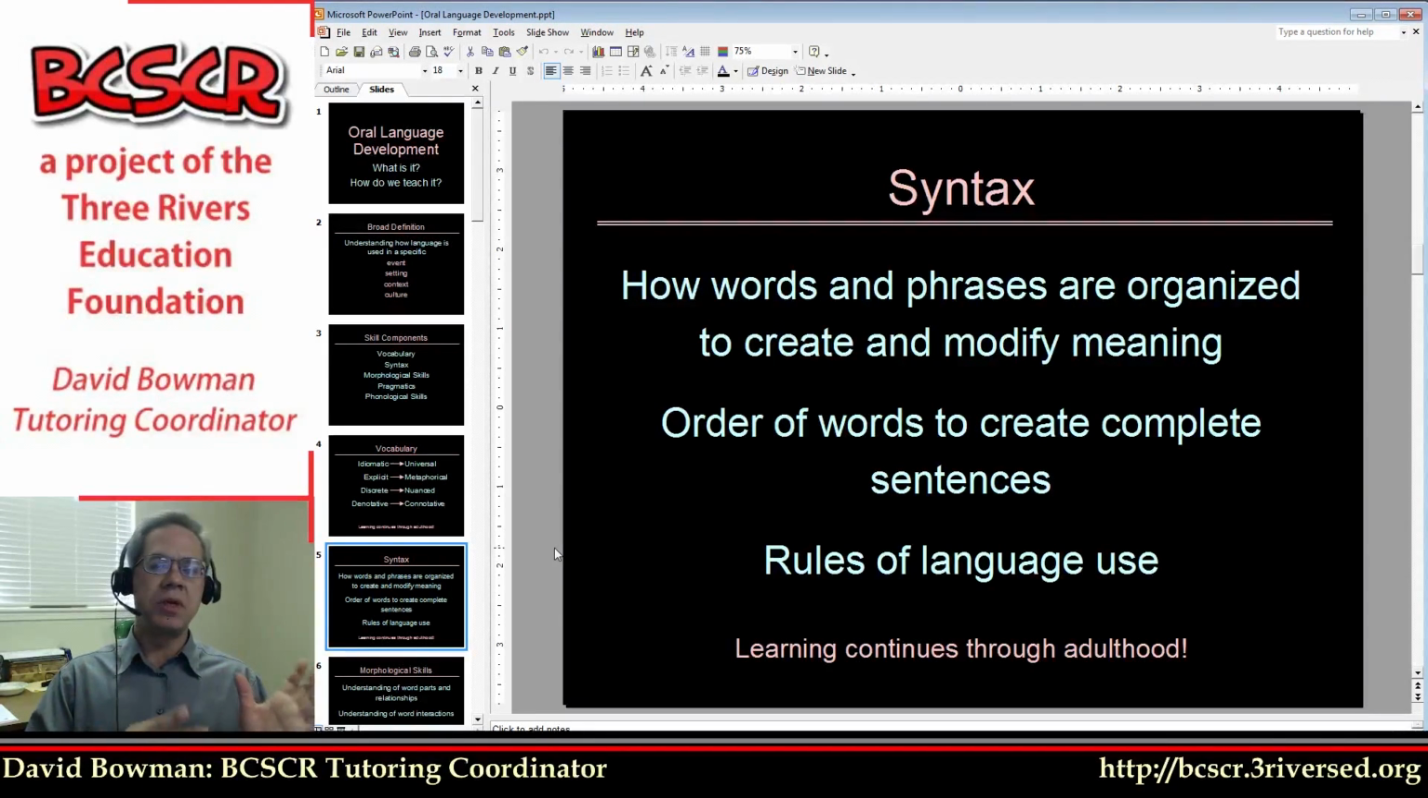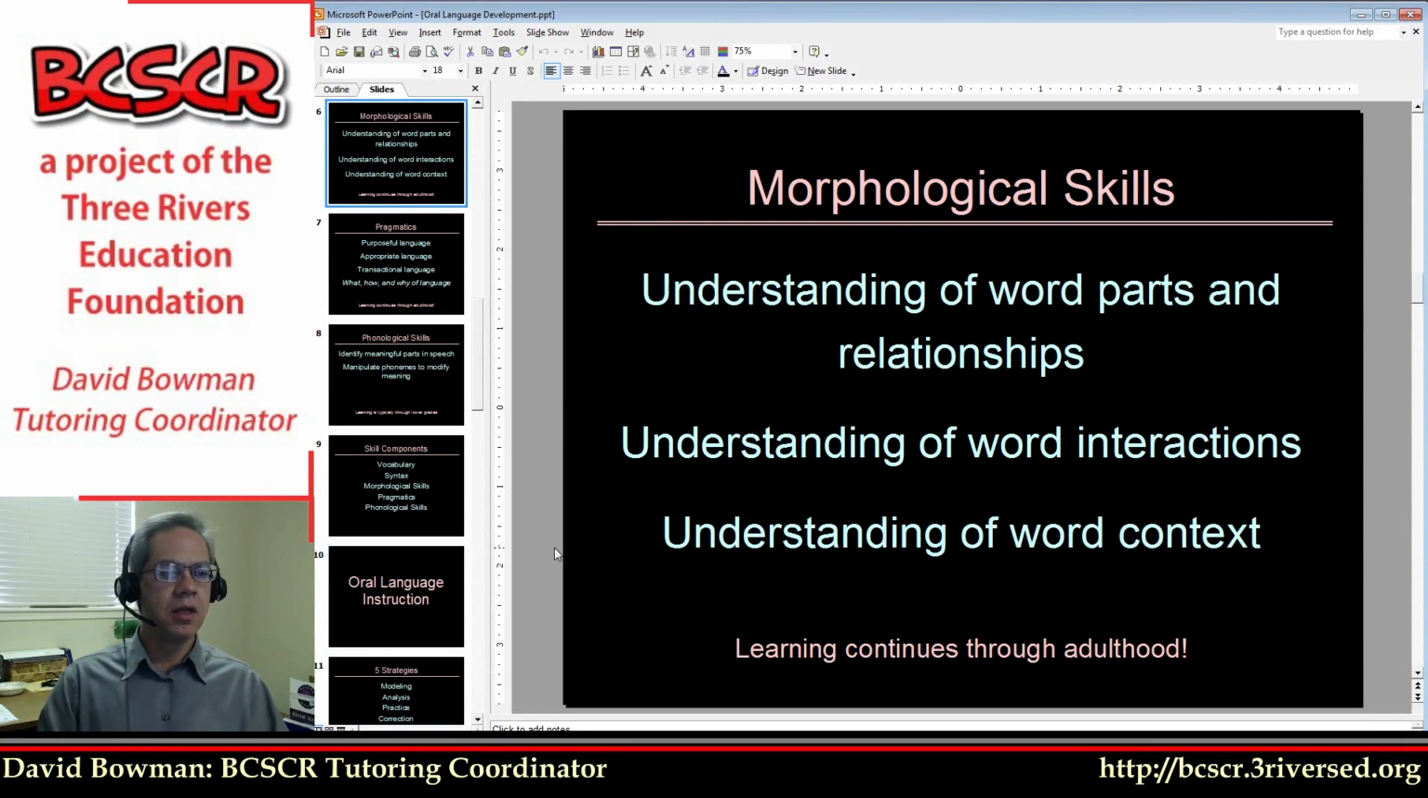But in general, when we talk about syntax, we're talking about the rules, the expectations for correct language use in a particular event, setting, context, or culture. This too goes through adulthood.